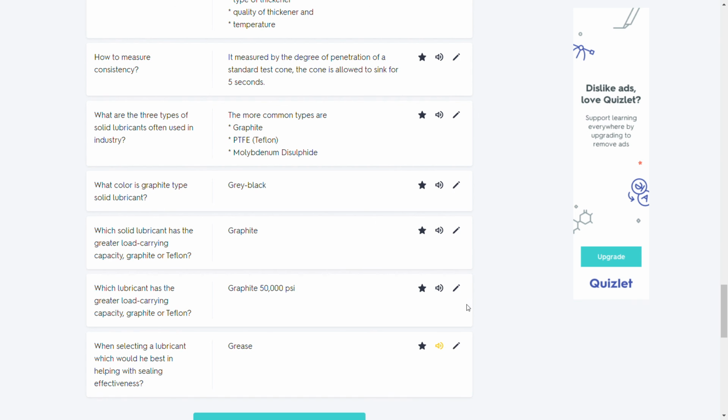When selecting a lubricant, which would be best in helping with sealing effectiveness? Grease.